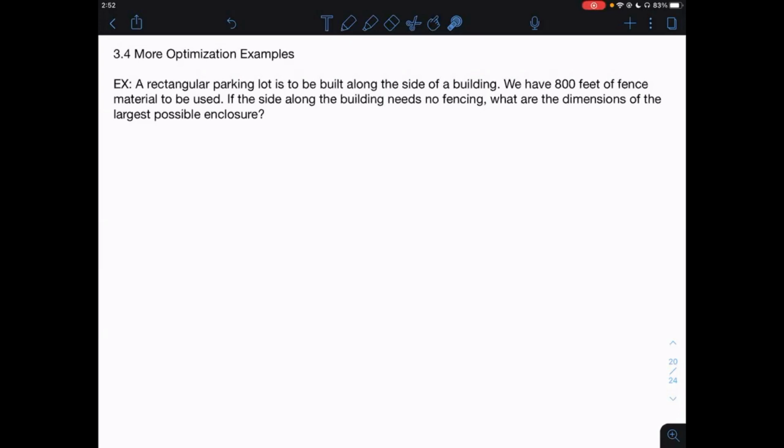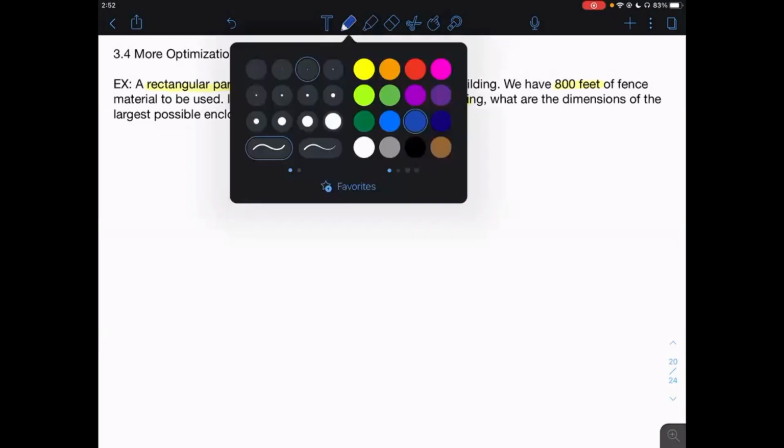Okay, so let's highlight some key items here. First things first, we're building a rectangular parking lot. And for this rectangular parking lot, we have 800 feet of material available to build it. And the key thing here as well is that the side along the building does not need any fencing. So let's picture just a little bit here.